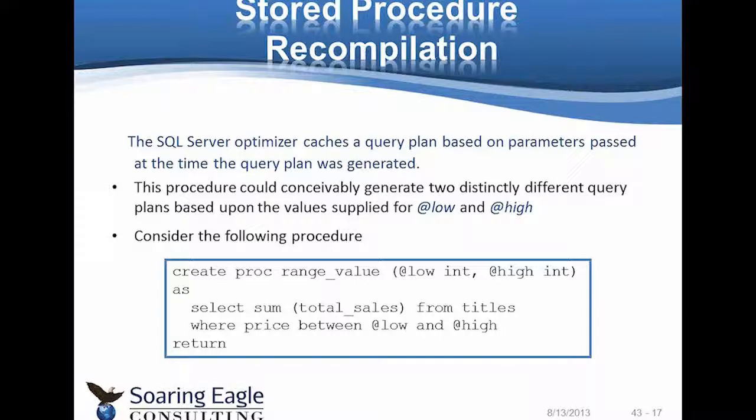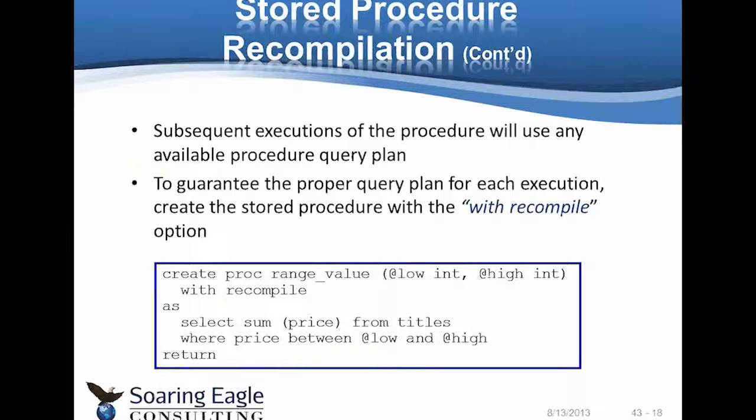Sometimes we get into a situation where we have an extremely wrong plan up in cache. And that happens with stored procedures on a relatively frequent basis. What do we do about it? The thing that we can do about it is to create the proc with recompile. When I create the proc with recompile, I'm instructing the server to re-optimize the stored procedure every time it's run.